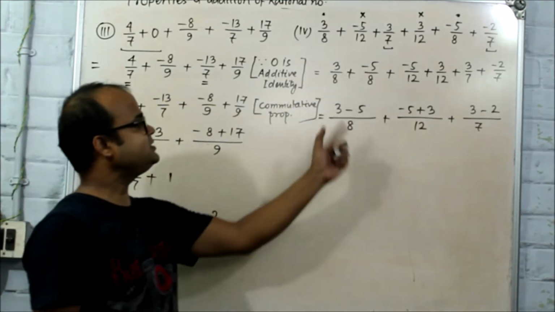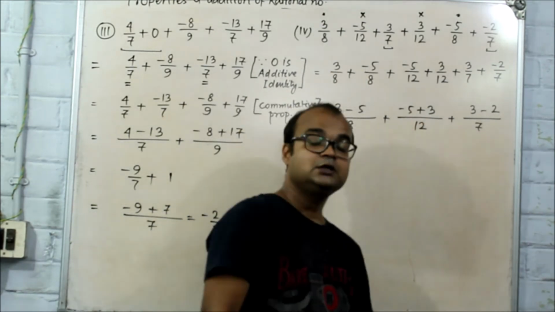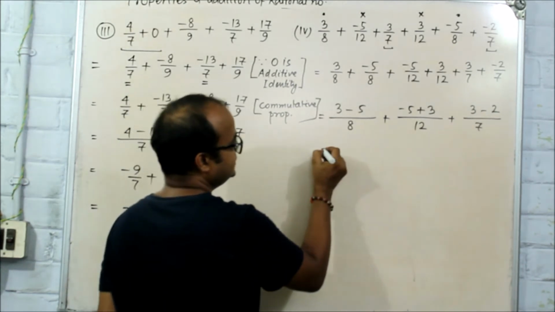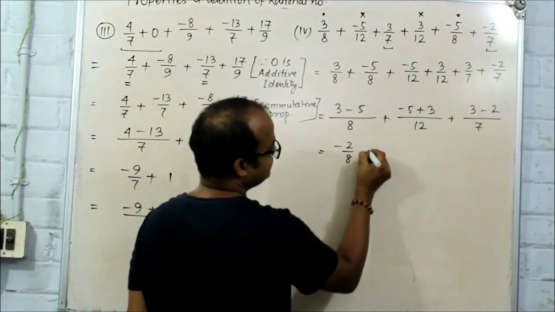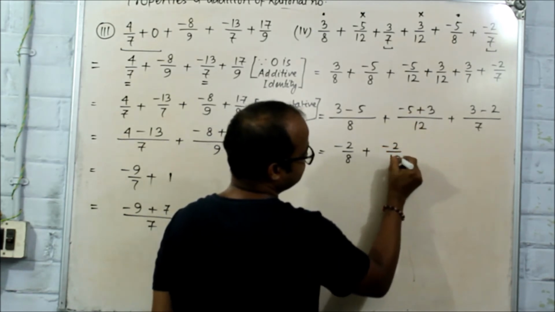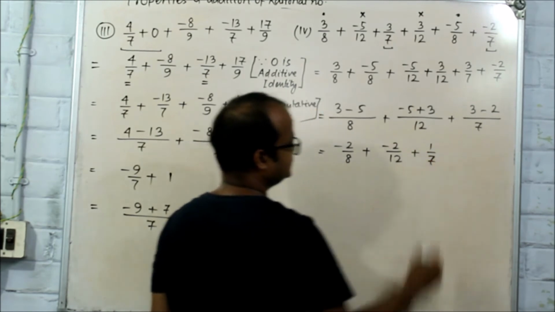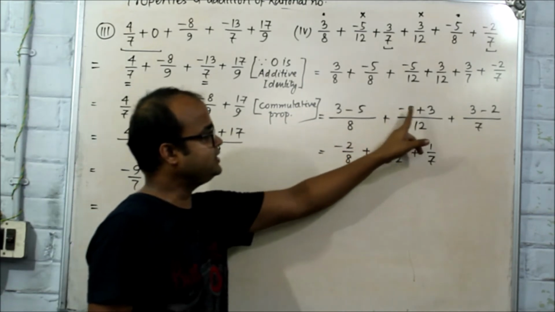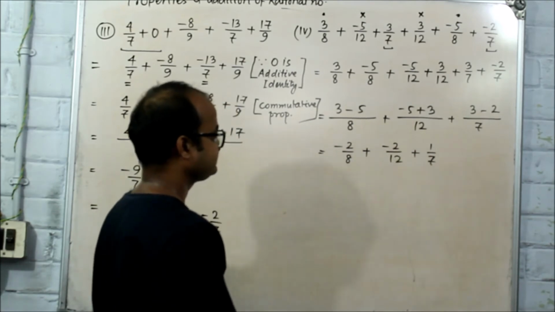See, if the denominator is same, you only need to add or subtract the numerators. That is the advantage of keeping the same denominator terms together. So this is equal to minus 2 by 8, plus minus 2 by 12, and this is equal to 1 by 7. Check. Anyone have doubt? 3 minus 5 is minus 2. Minus 5 plus 3 is equal to minus 2, and 3 minus 2 is equal to 1.